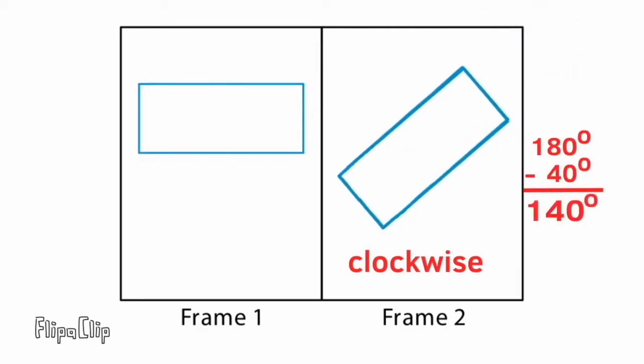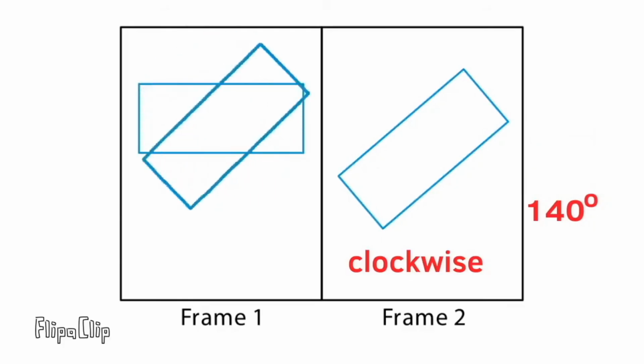180 degrees minus 40 degrees is 140 degrees. Here you can see the rotation of 140 degrees clockwise.